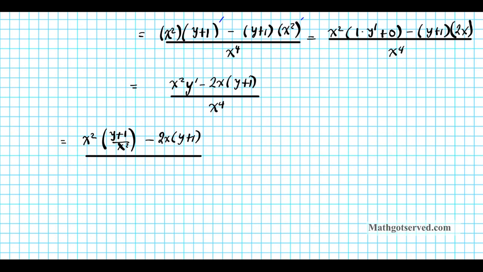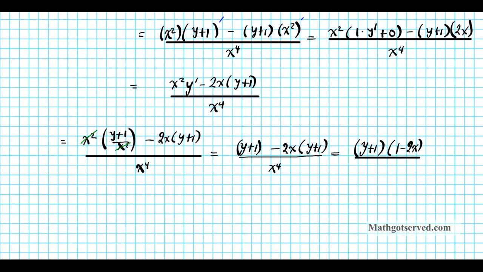Let's see if we can simplify that. If you inspect this closely, you notice that we can cancel these two terms out. And then we have y plus 1 minus 2x times y plus 1, over x to the fourth. Now you see what I was saying earlier about y plus 1 being able to be factored out. It can be factored out here, which makes our answer look pretty. So we factor out y plus 1, and we're left with the quantity 1 minus 2x in the parentheses, divided by x to the fourth.